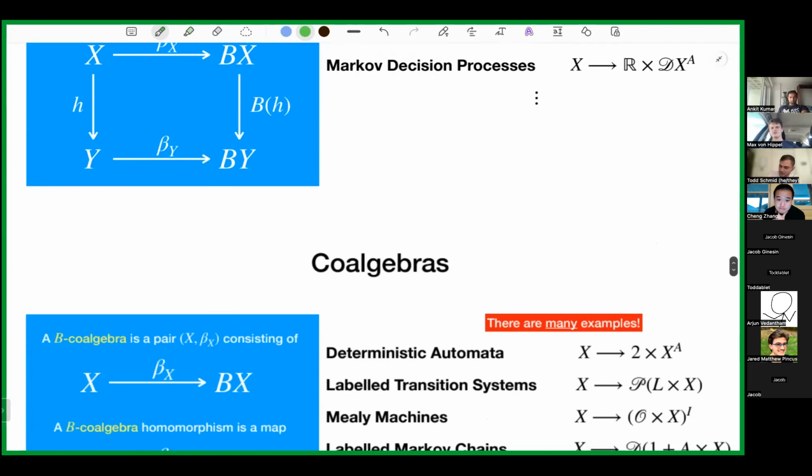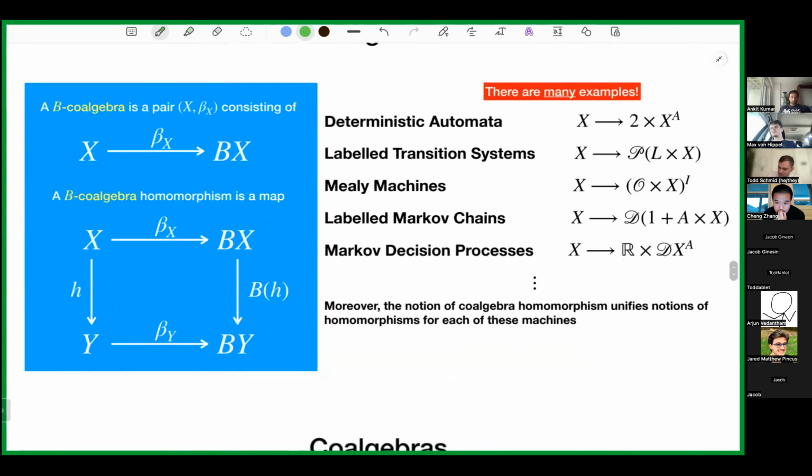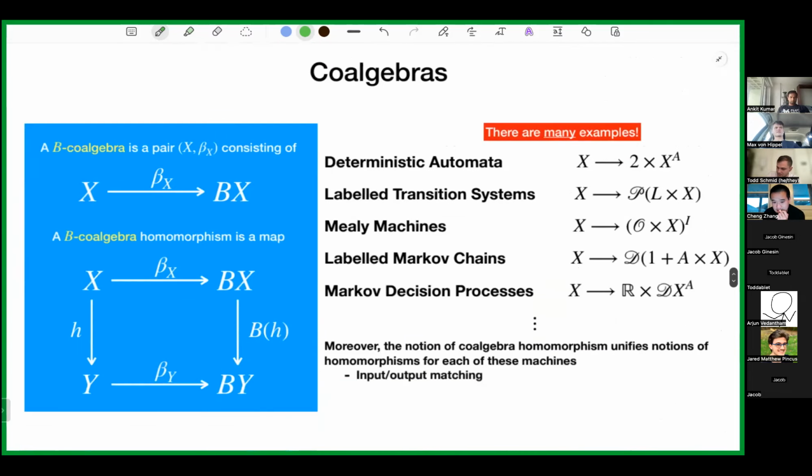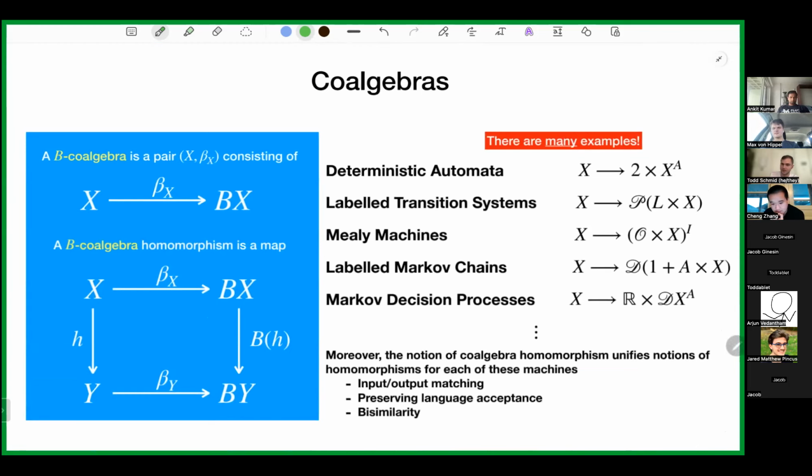So not only do we have all these examples of coalgebras, but the notion of coalgebra homomorphism actually captures all the different notions of homomorphism that have appeared in the literature for these different machines. So you have things like input-output matching for Mealy machines, preservation of language acceptance for deterministic automata, and bisimilarity, which is way more general, but you're probably familiar with it in labeled transition systems. So preserving these kinds of behavioral characteristics of the coalgebra is exactly what this notion of homomorphism is trying to capture, and it does in many cases.